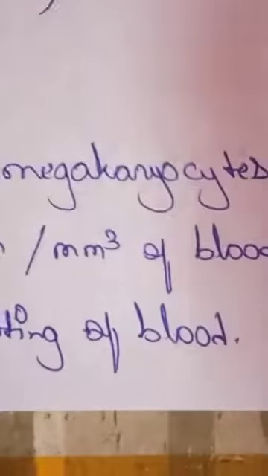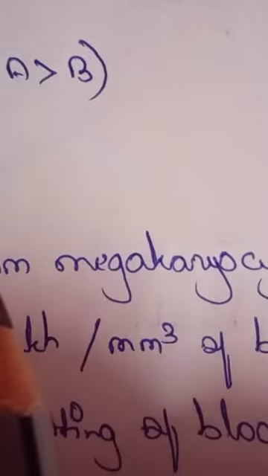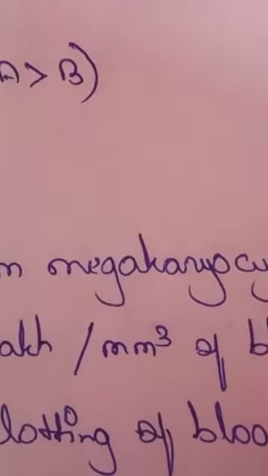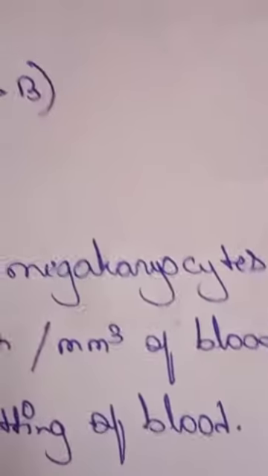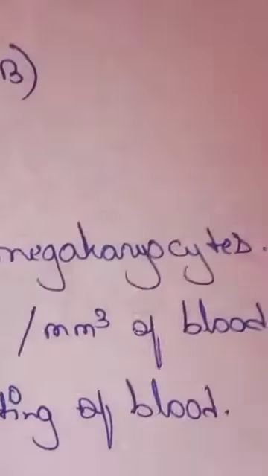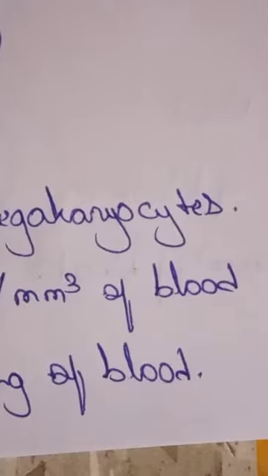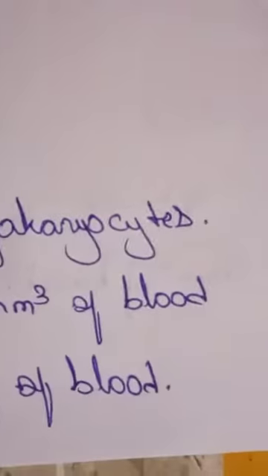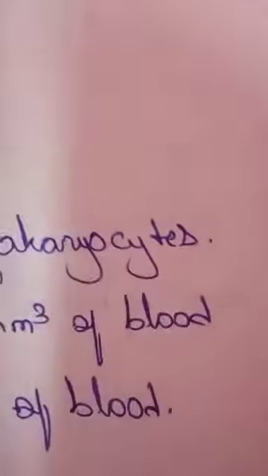Platelets are mainly for blood clotting. They are produced from megakaryocytes. 1.5 to 3.5 lakh platelets per cubic millimetre of blood are present. The function is clotting of blood.